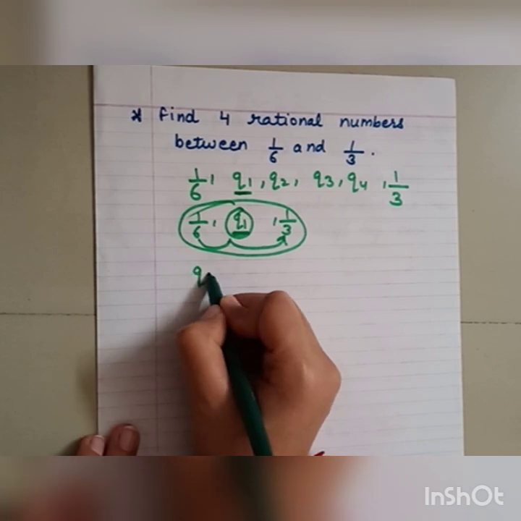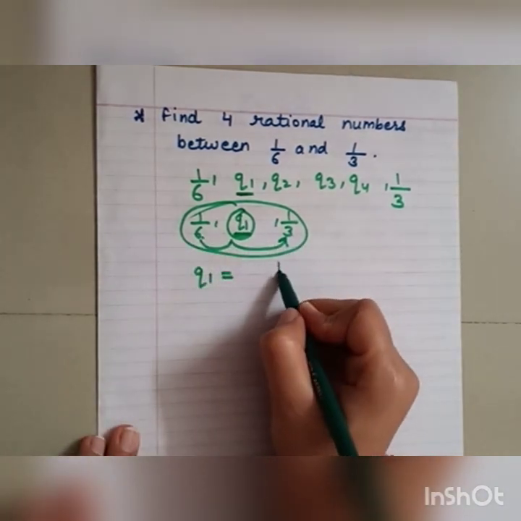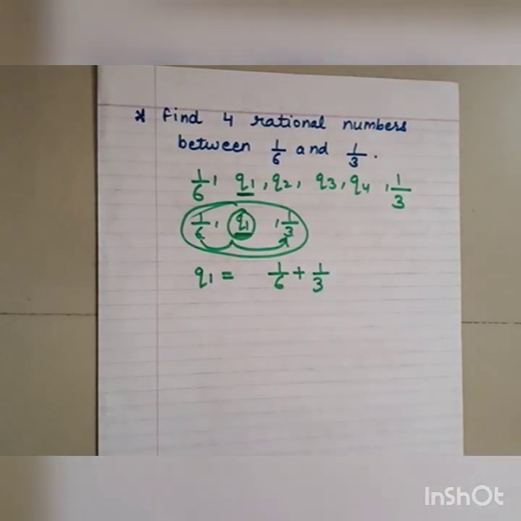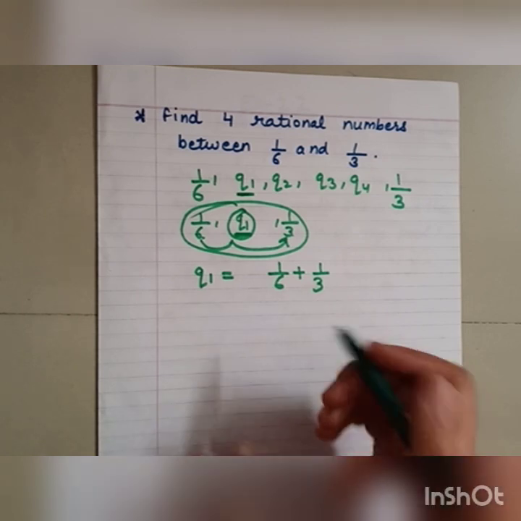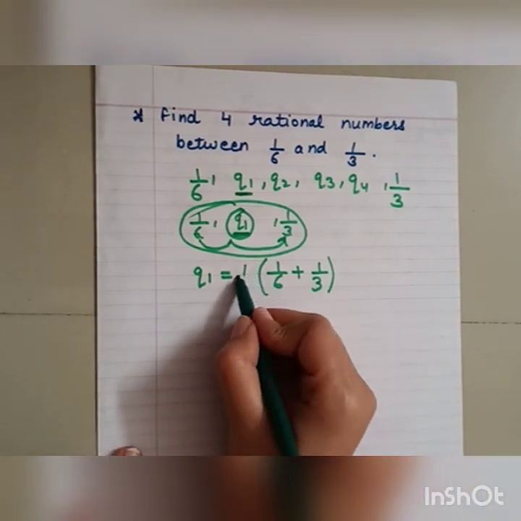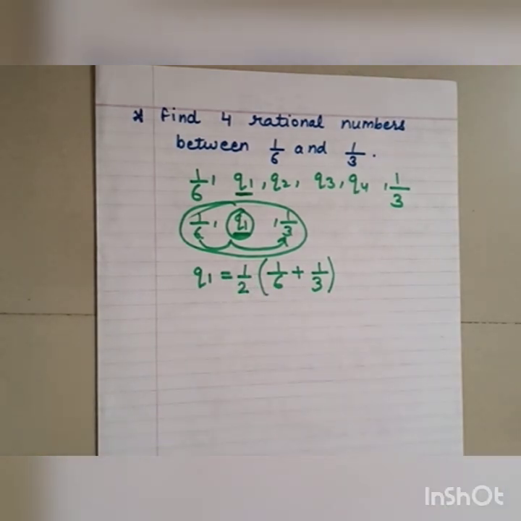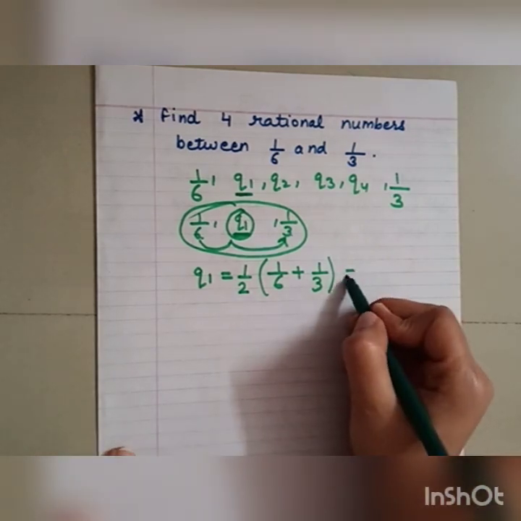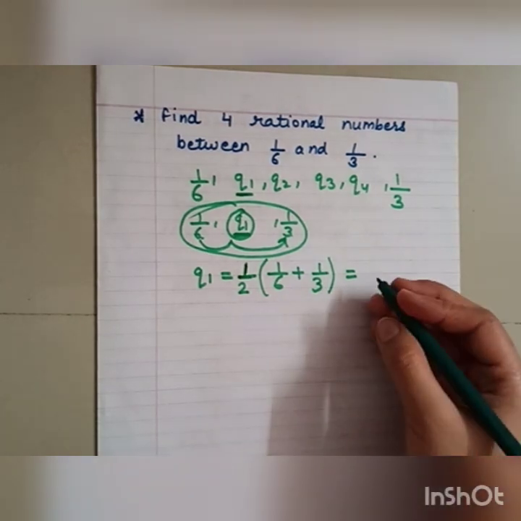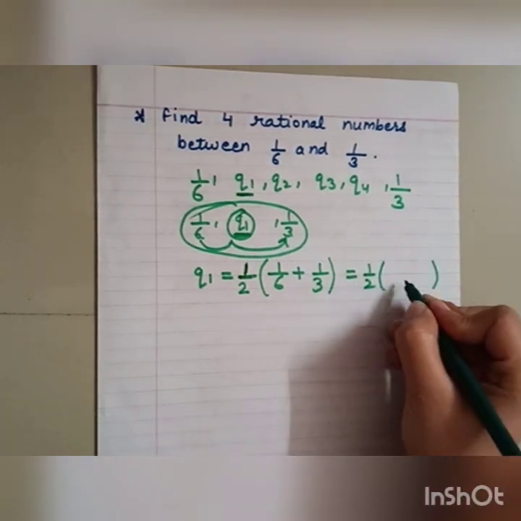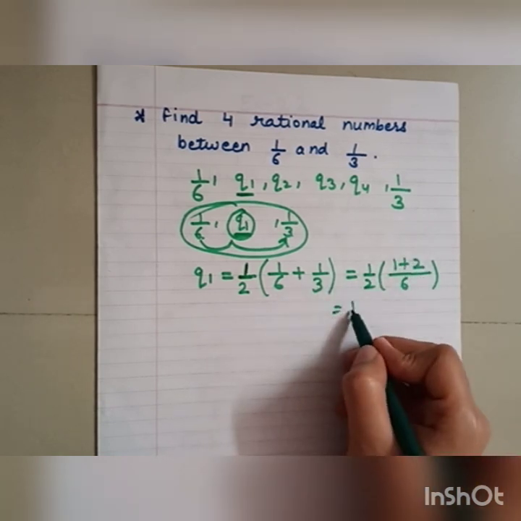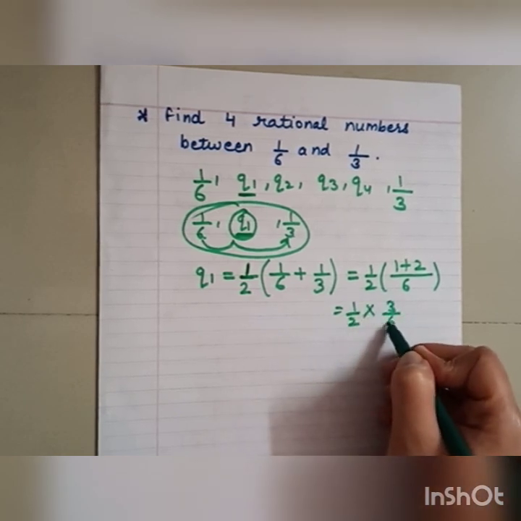For finding the value of the first rational number, add these two values, and then the answer is divided by 2, means we can write it like this, divide by 2. Okay, 1 by 2 means divided by 2, means 2 is in the denominator. Solve this: 1 by 6 and 1 by 3, LCM is 6, we get 1 by 2 into 3 by 6.